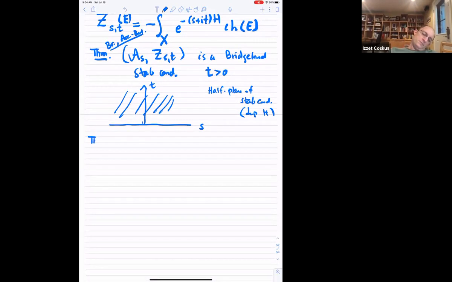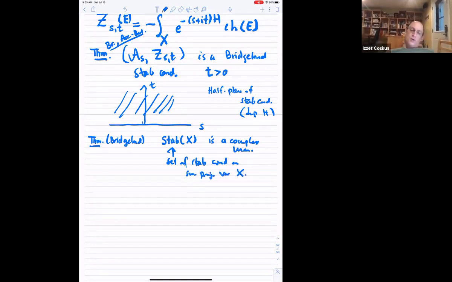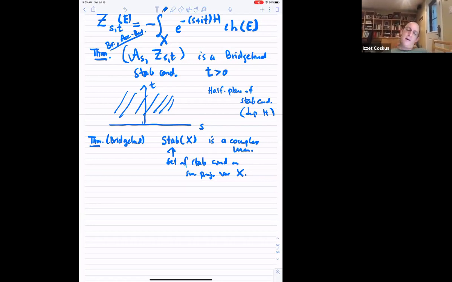So the theorem of Bridgeland is that the space of stability conditions on the projective variety X is a complex manifold. And this is the set of stability conditions on smooth projective variety X. So you see that here you see one slice of this complex manifold constructed in this particular way, this upper half plane.